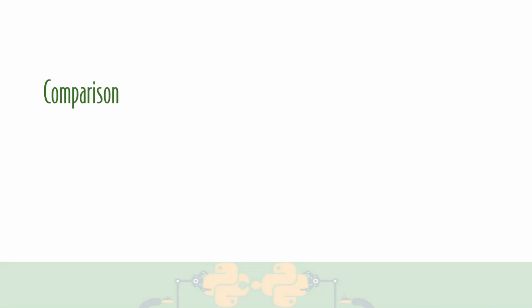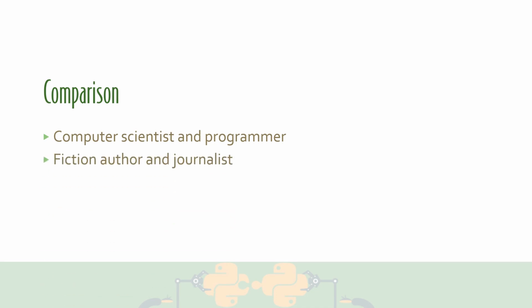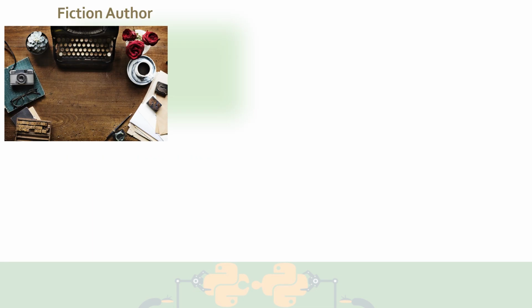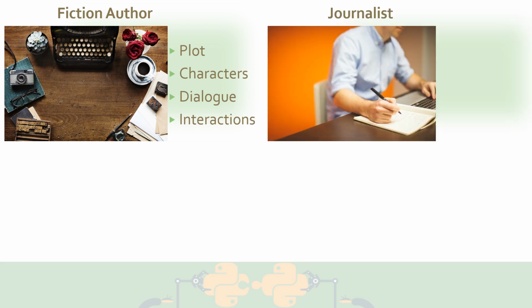I'd like to say a quick word about the difference between programming and computer science. And I'm going to draw a parallel between these two with an author of fiction and a journalist. An author of fiction comes up with the plot, characters, dialogue, and interactions, and puts different ideas together in interesting ways using the rules of the English language. The author writes stories for people to enjoy. The journalist doesn't need to employ their creative side as much. A journalist hunts down information and puts facts down on paper.